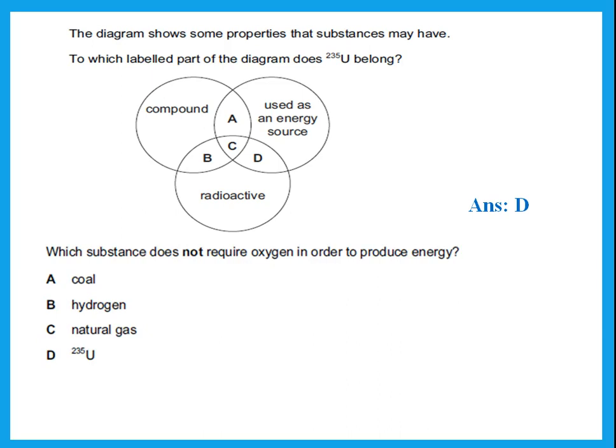Which substance does not require oxygen in order to produce energy? Remember that any of these are called fuels, and fuels are things that we burn to release energy, and most of the fuels need oxygen in order to burn. For example, coal needs to be burned in oxygen to give us energy. We need to burn hydrogen in oxygen, and natural gas in oxygen, in order to produce energy, but uranium does not produce energy by burning, so it does not require oxygen. It produces energy by radioactive reactions. So it's a radioactive substance, not something that uses oxygen for burning.